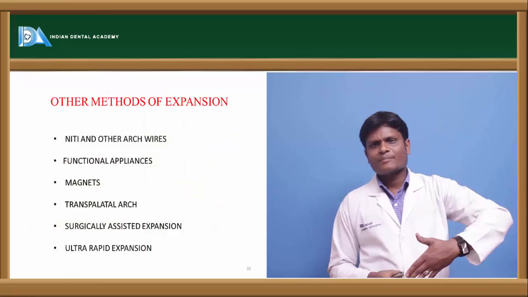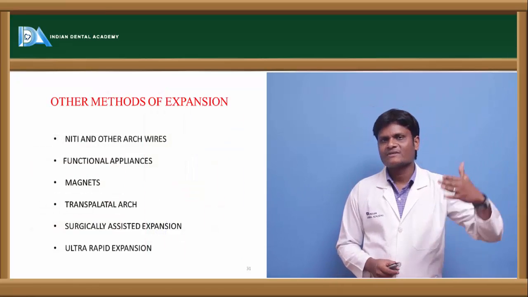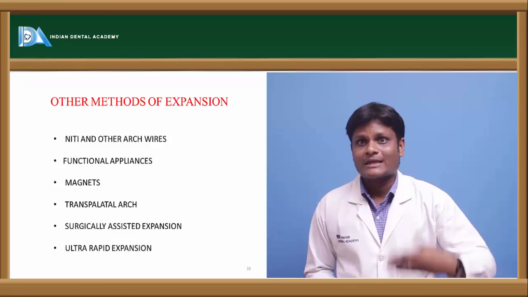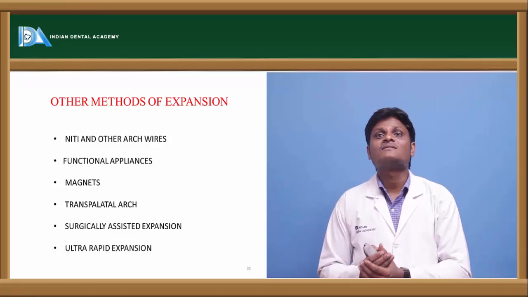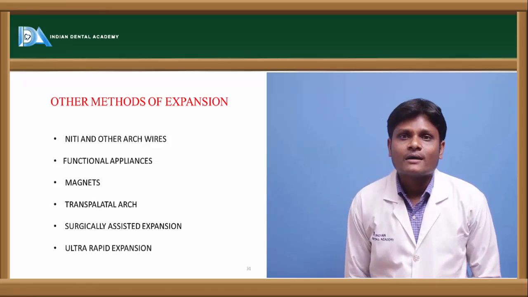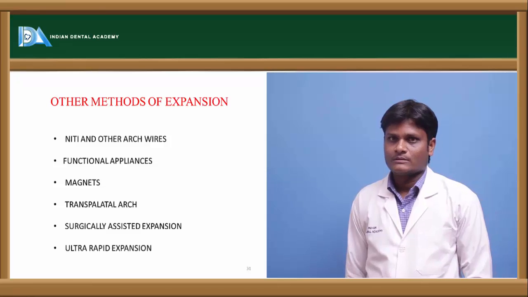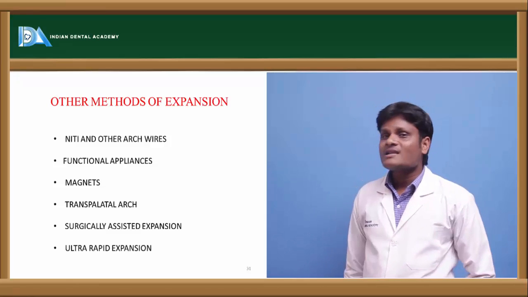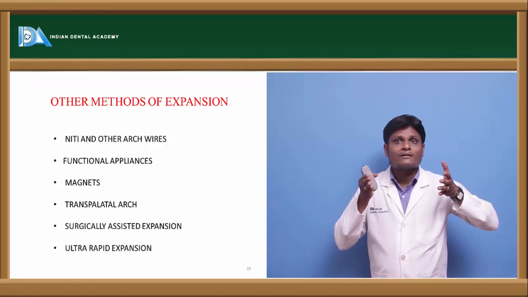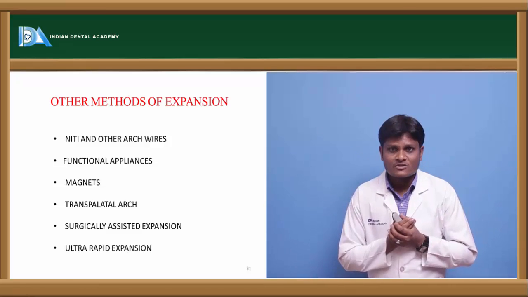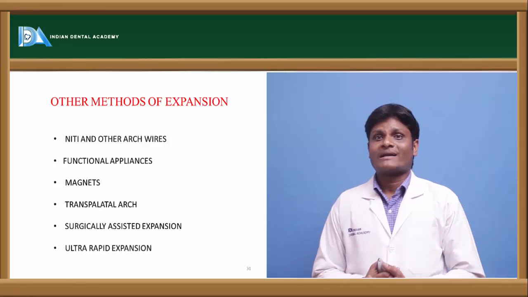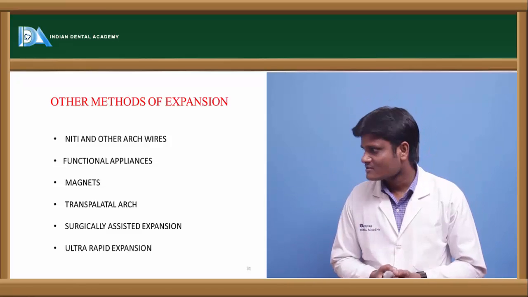Now, apart from these appliances like Hyrax, split acrylic plate with the jack screw, the coffin spring, quad helix, W arch, we also have some newer appliances that are used for expansion. Let us just enumerate those appliances. We have nickel titanium arch expanders that can be used in the maxillary arch as a fixed appliance. We can also use functional appliances wherein we can eliminate the effect of buccal musculature on the maxillary arch, thereby tongue directed normal development of the maxillary arch will happen, thereby expanding the maxillary arch.